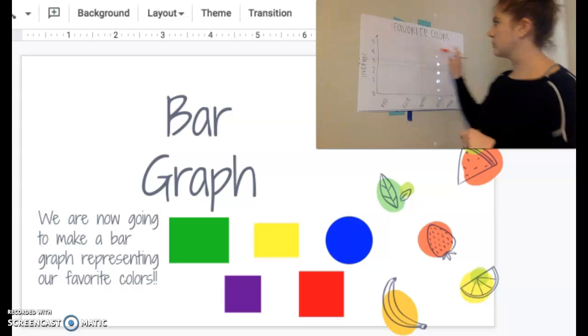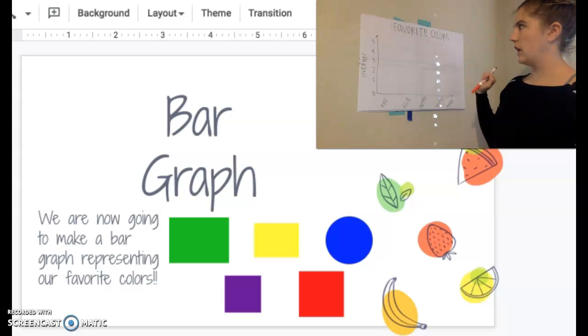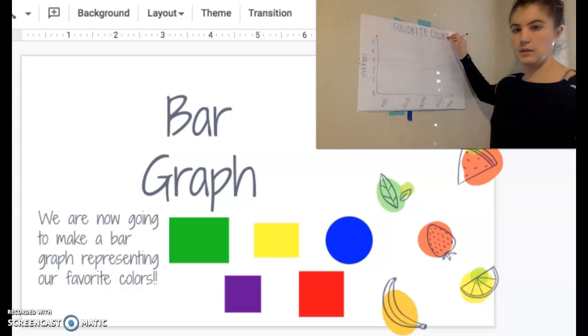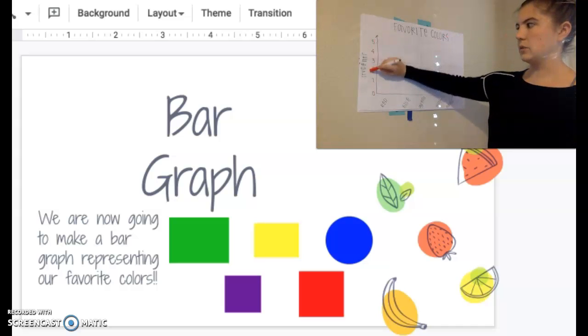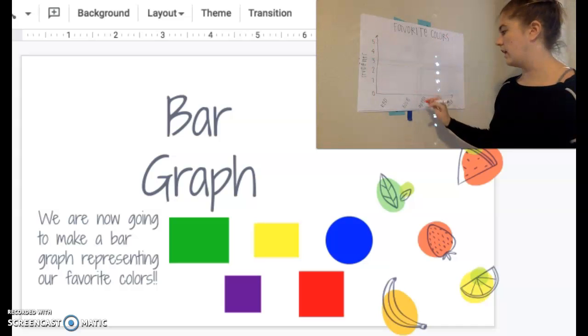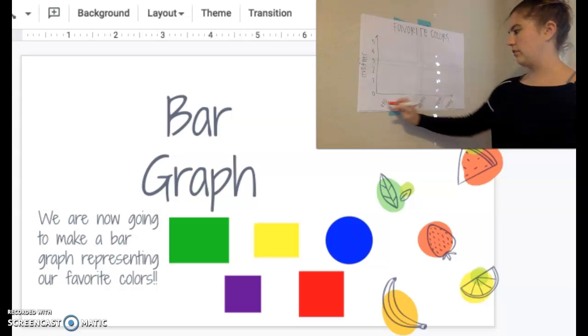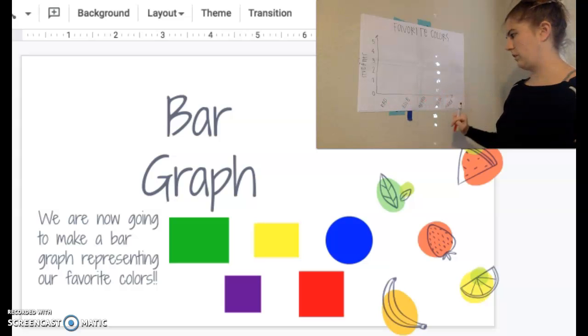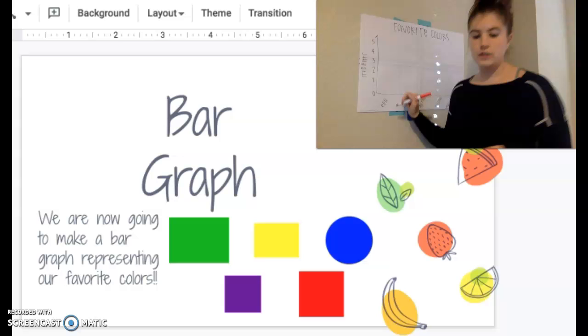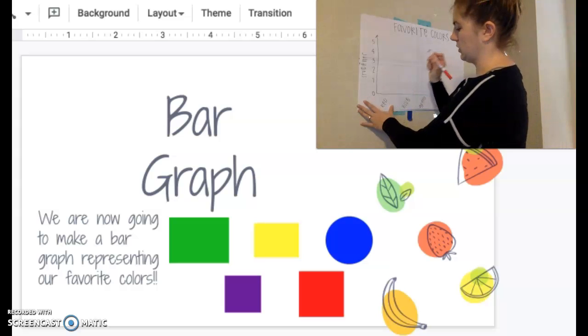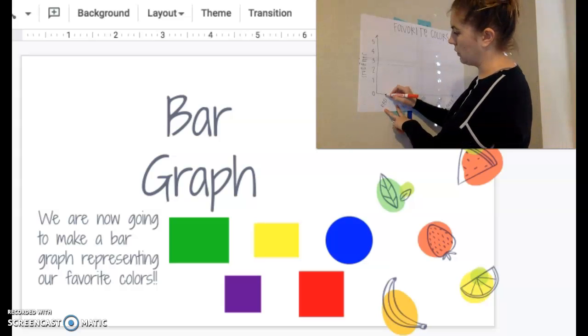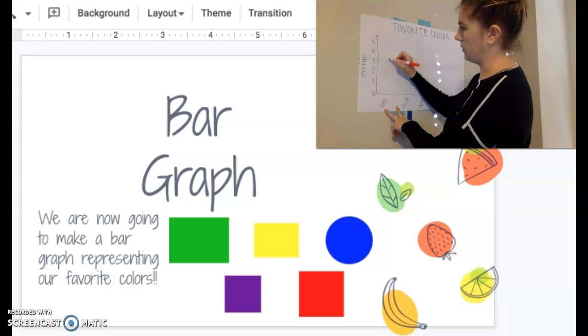So you'll see on this bar graph that I've started creating that we have favorite colors here at the title. On the y-axis, I've already written students, and then here on the x-axis, I've written the favorite colors that you had to choose from. The first was red. There were 5 students in our classroom whose favorite color was red. So we'll go up the bar graph 1, 2, 3, 4, 5.